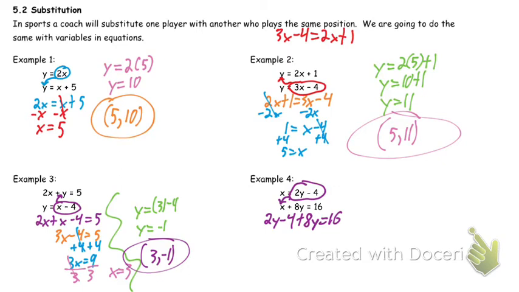So 2y and 8y, what can we do with those? We can combine them. We can add them, okay? What's 2 plus 8? 10. So 10y minus 4 equals 16. Josh, what would you do next? Add 4. 10y is equal to 20.